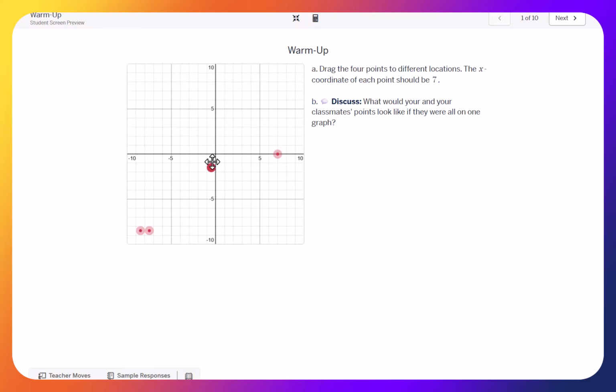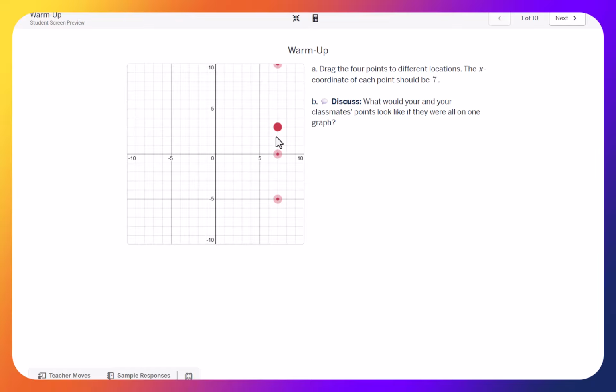Let me grab another one. I'm going to start at the origin and move to the right 7. I think for this one, I want my coordinate to be 7, 3. I moved up 3, but it still has an x-coordinate of 7. You can place the other 2 points wherever you like, as long as the x value is 7. This is the point 7, negative 5, and one more. X value is 7. I'm going to put this all the way at the top. That has an x value of 7 and a y value of 10.